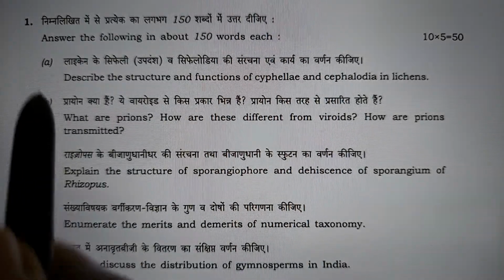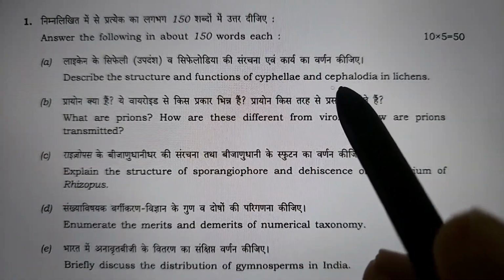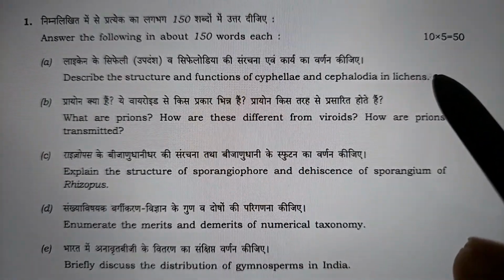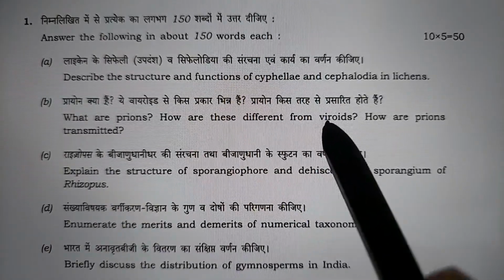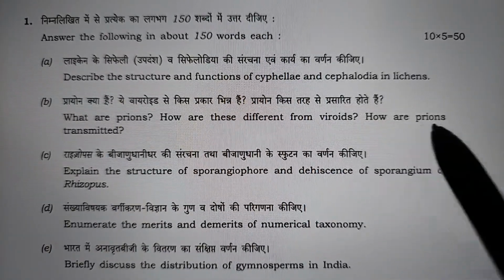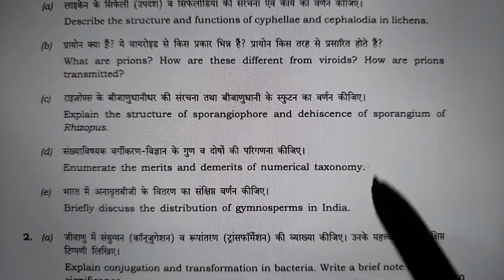A is describe the structure and functions of cyphella and cephalodia in lichen. This one is 10 marks. What are prions? How are these different from viroids? How are prions transmitted? This one in total is 10 marks.